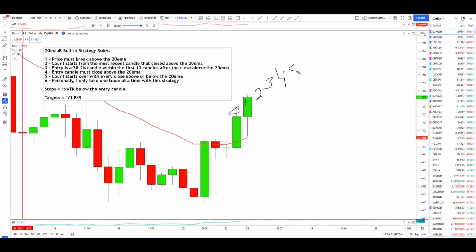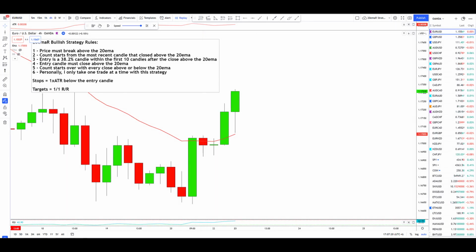I'm not going to count all the way to 10. You guys know what it looks like to count to 10. We're going to look at the first 10 candles after our most recent candle that closed above the 20 period moving average. And what we're looking for in those 10 candles is a 38.2% candle. So the entry candle that we looked at towards the beginning of the course in the Technical Analysis Mastery course, we looked at the 38.2% candle. That is our entry reason for this strategy.